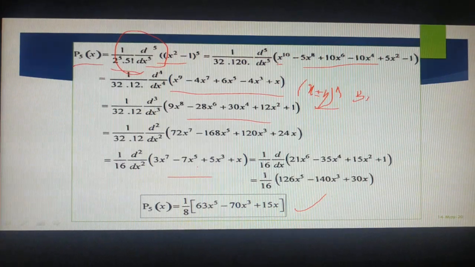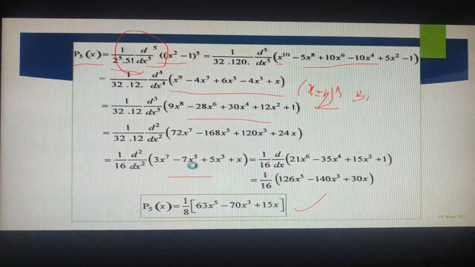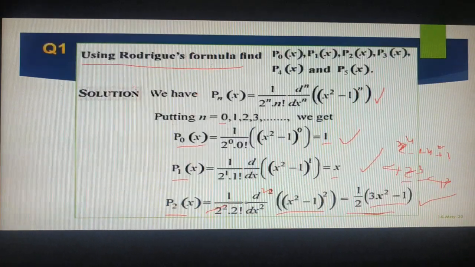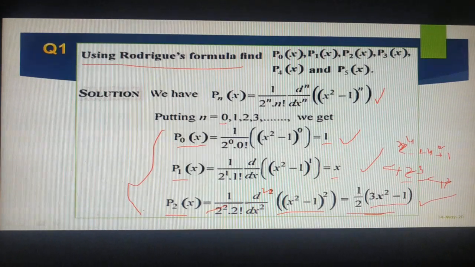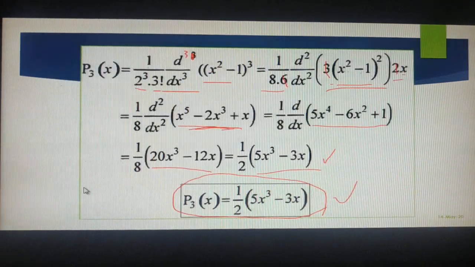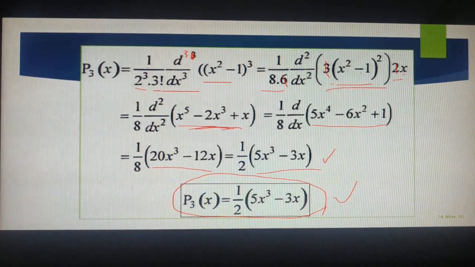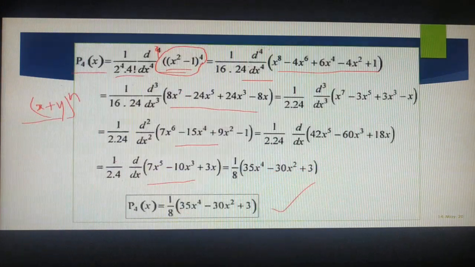Okay. So what we did till now, with the help of our Rodrigues formula, we are finding P0 of x, P1 of x, P2 of x up to P5 of x. So in this case, all the results P0, P1, P2, P3 you should remember. P0 of x is 1, P1 of x is x, P2 of x is 1 by 2 (3x square minus 1), and P3 of x is 1 by 2 (5x cube minus 3x). Please remember all this, that will help us. Right.